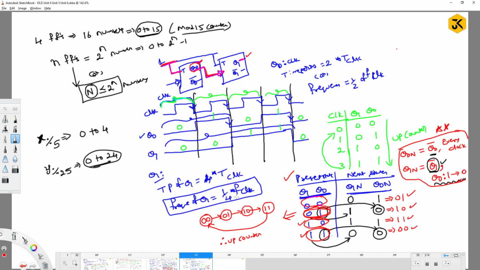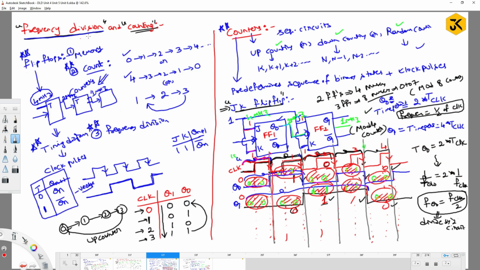So I can just conclude here. The flip-flops can be used for frequency division as well as for counting purposes, right? That counting can be in the form of up counting, down counting or random counting, where you can use any kind of flip-flops. The way the clock signals operate here, you can get its counting operations.